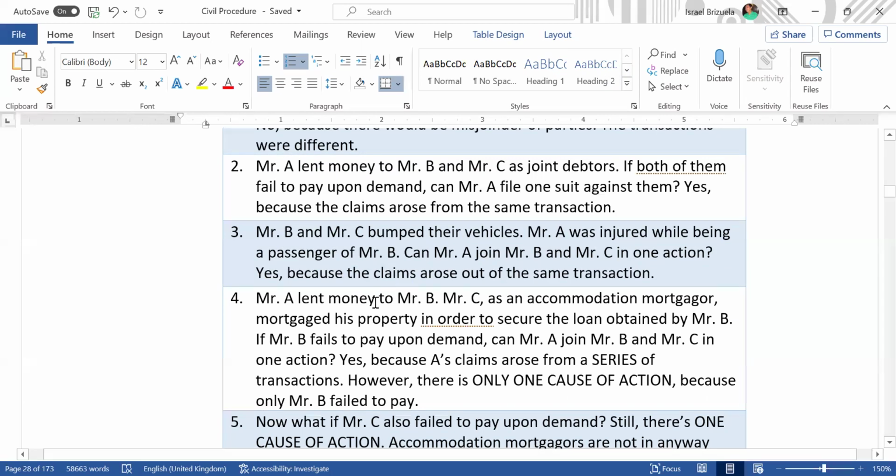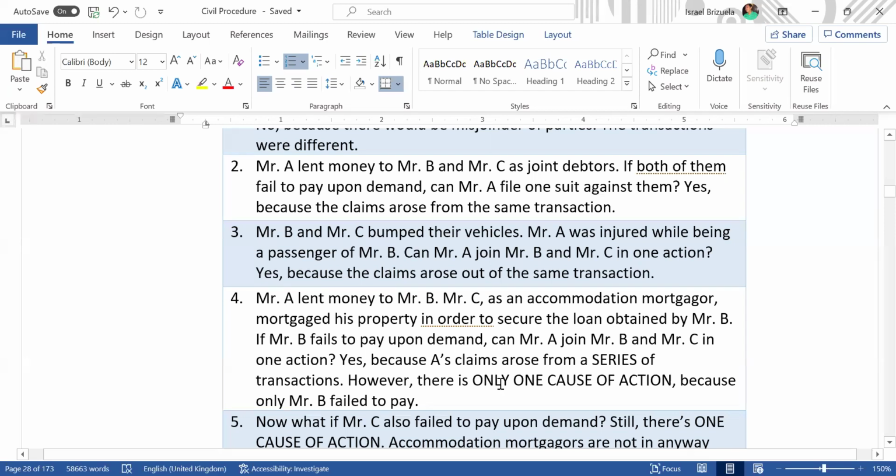Mr. A lent money to Mr. B. Mr. C, as an accommodation mortgagor, mortgaged his property in order to secure a loan obtained by Mr. B. If B fails to pay upon demand, can Mr. A join Mr. B and Mr. C in one action? Yes, because A's claims arose from a series of transactions.